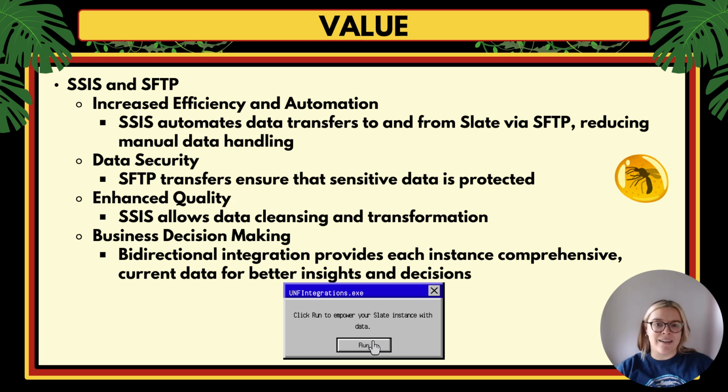Second would be data security. SFTP ensures sensitive data, especially student records, is protected during transfer, and that's critical in higher ed where we're handling FERPA regulated information every day. Third, enhanced quality. SSIS allows us to clean and transfer data before it ever touches Slate. And fourth, decision making. This is the biggest one. With bidirectional integration, both systems, like student success and admissions, have consistent and accurate data. This empowers staff to make smarter decisions, act faster, and support students more effectively.